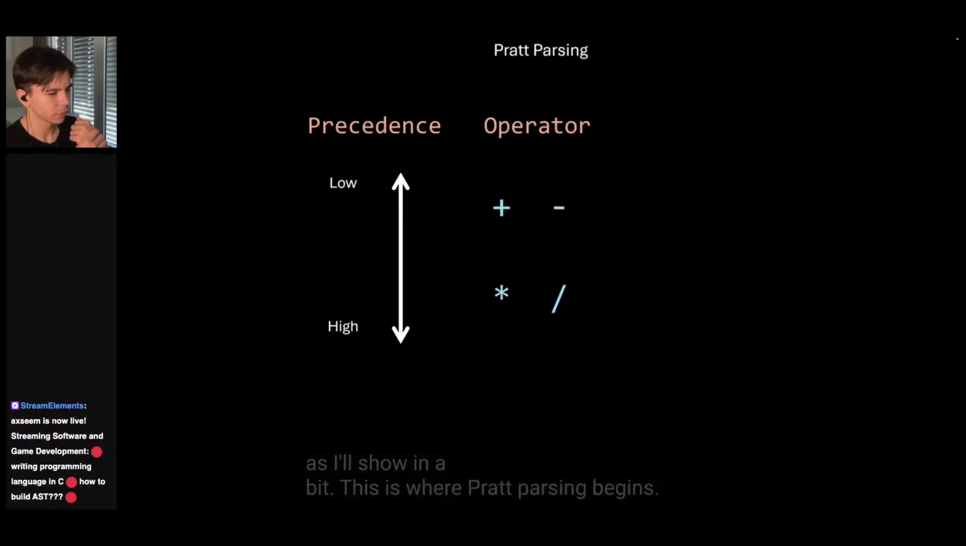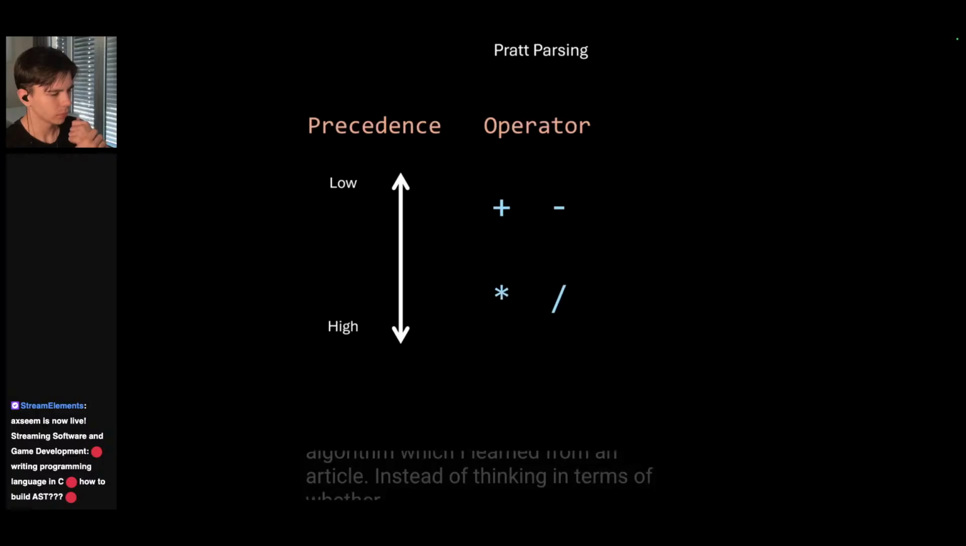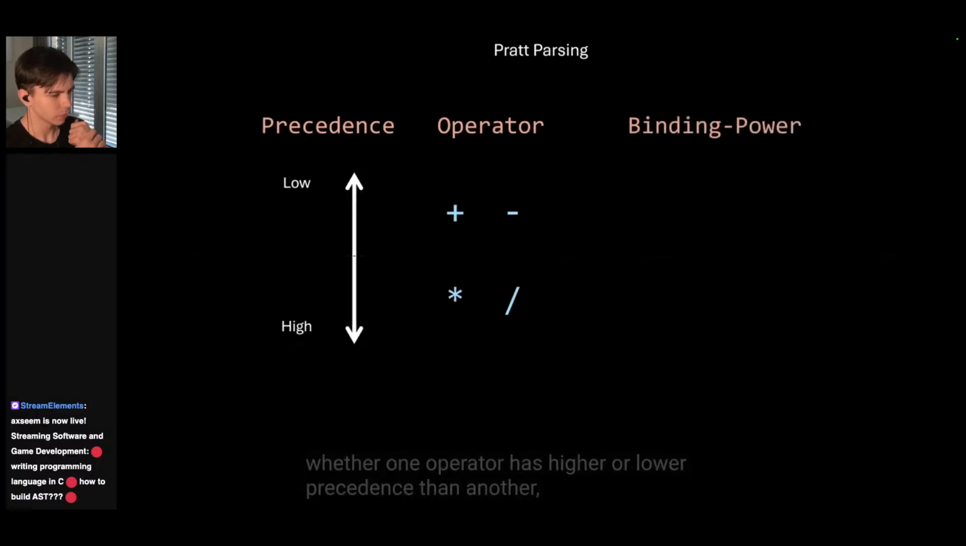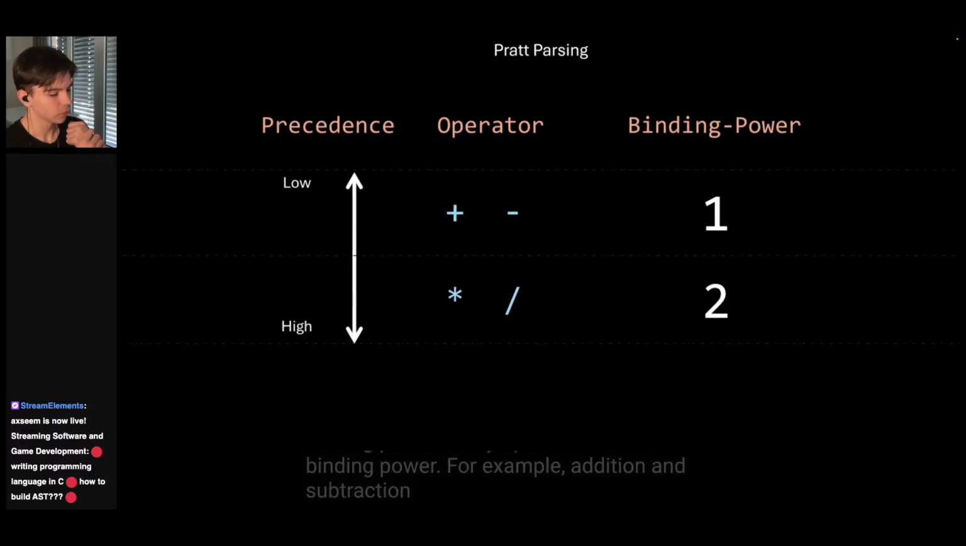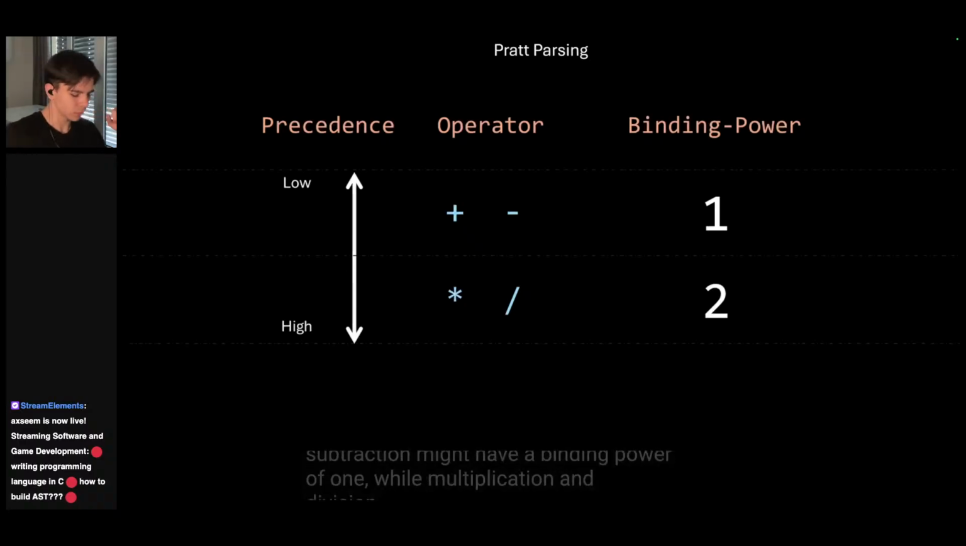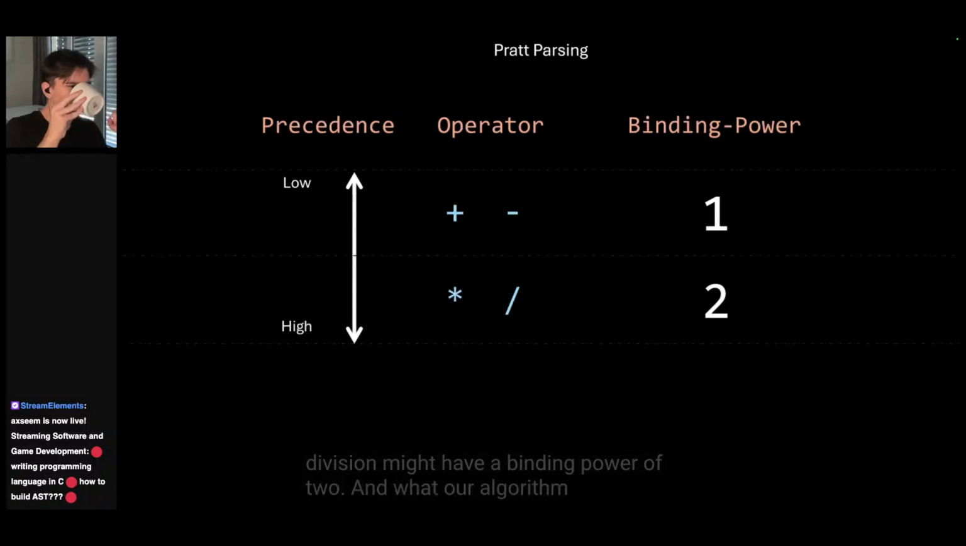This is where Pratt parsing begins. Here's one trick to help understand the algorithm, which I learned from an article. Instead of thinking in terms of whether one operator has higher or lower precedence than another, we talk about binding power. Every operator has a binding power. For example, addition and subtraction might have a binding power of 1, while multiplication and division might have a binding power of 2. And what our algorithm does is simply bind atoms to the operator with the stronger binding power.